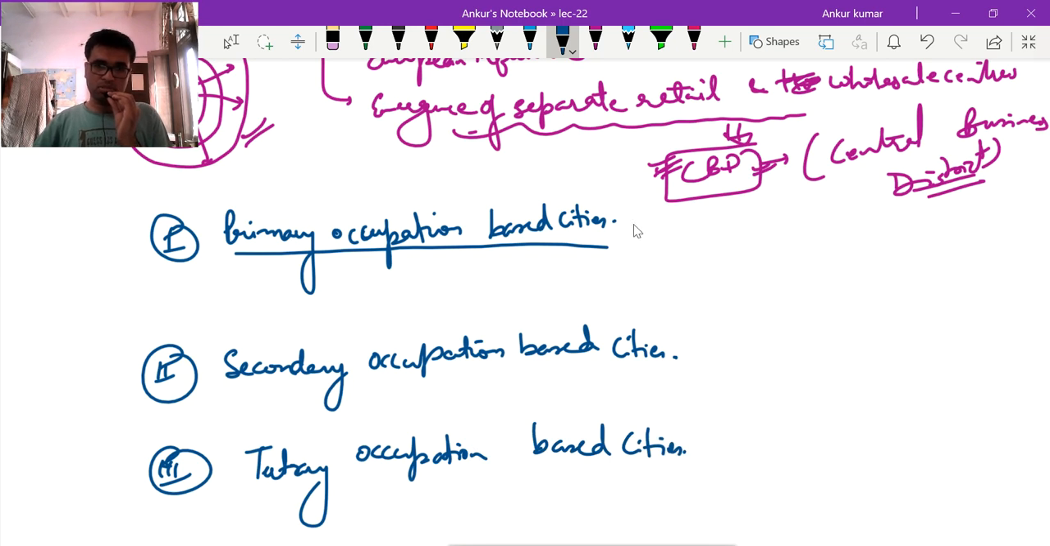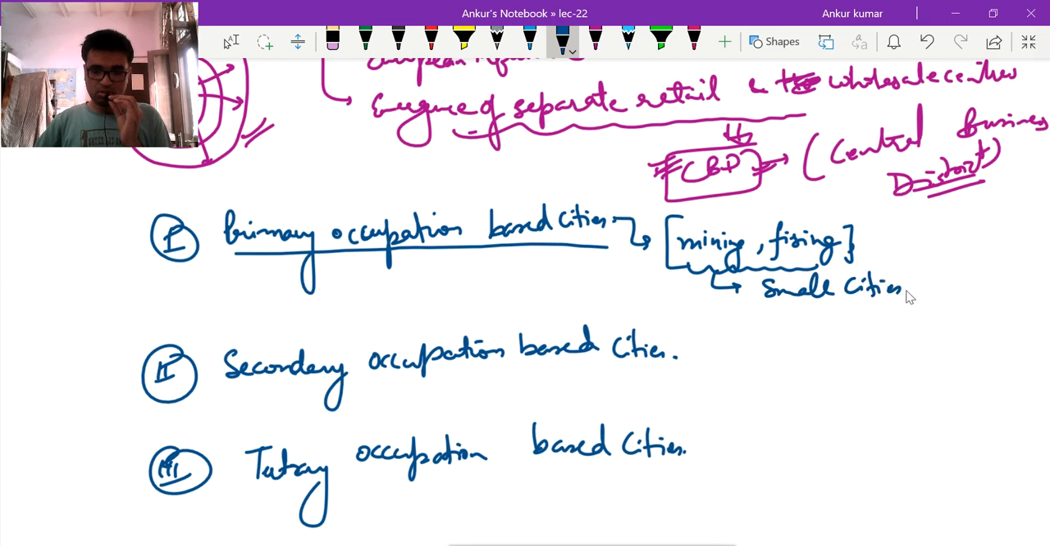In primary occupation based cities, for example mining towns and fishing towns, these towns were basically primary occupation based. Around these, the concentration of population happened and they became towns and cities, but these were relatively smaller cities, with less differentiation of the commercial and the housing functions.